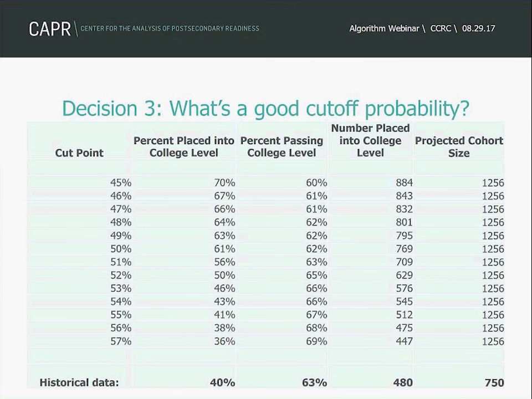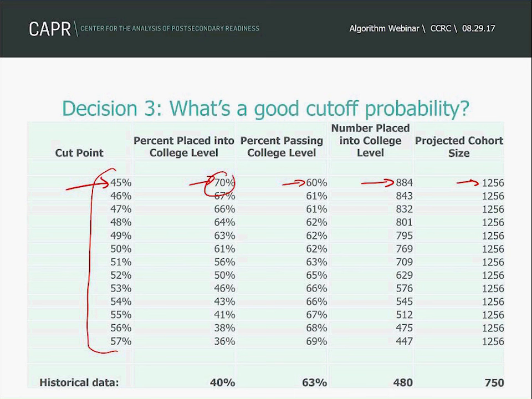So let me give you an example here. This is a spreadsheet. Let's say we've chosen a model, and then we can look at all of the cut points that we choose, so these are examples of cut points. If we chose the cut point at 45%, this would place 70% into college level. We can look at what the percent expected to pass is, which in this case would be 60%. And based on this fraction, we can see how many people would be placed into college level given what we expect the cohort size to be.